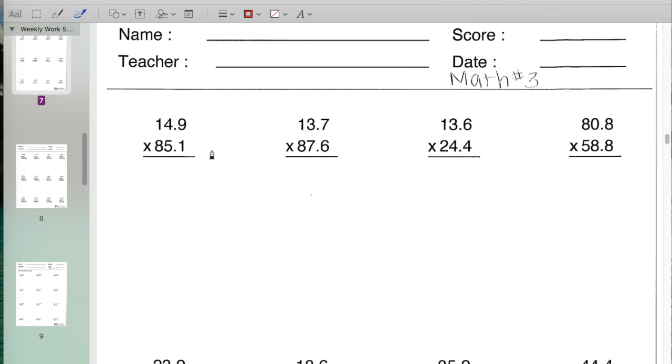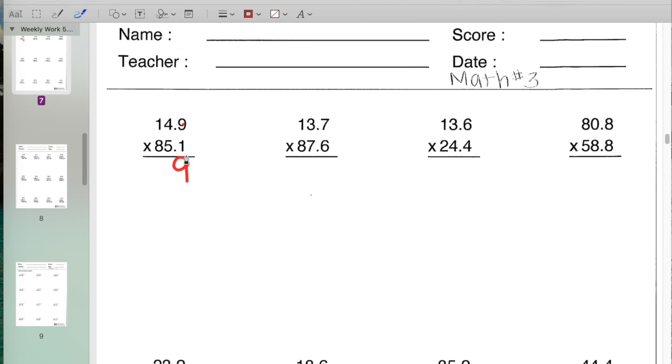Okay, so we're going to start with the ones place over here. So we're going to start with 9 times 1. So 9 times 1 is 9. So we're going to write our 9 down there. Little mistake, just ignore it. All right. So again, 9 times 1 is going to give us 9. So we're going to write 9 again in that ones place.